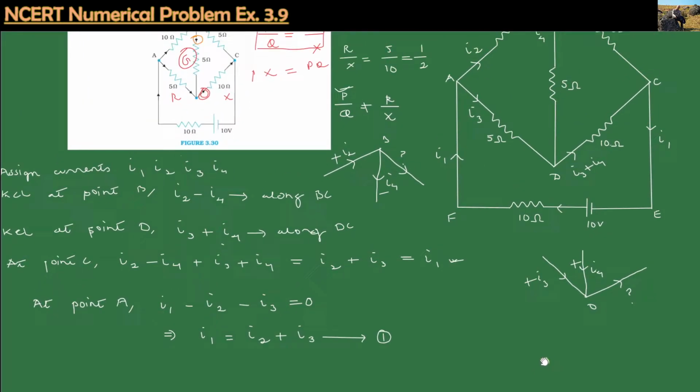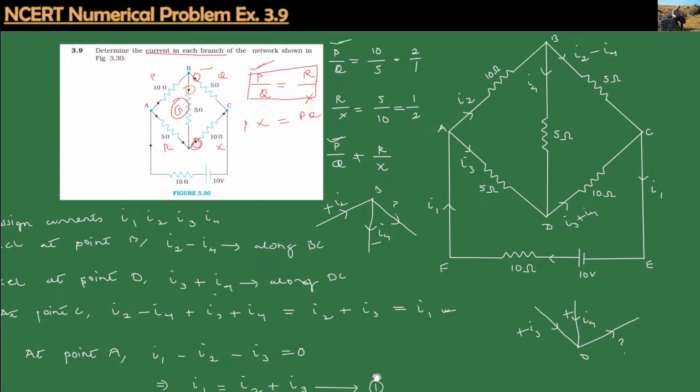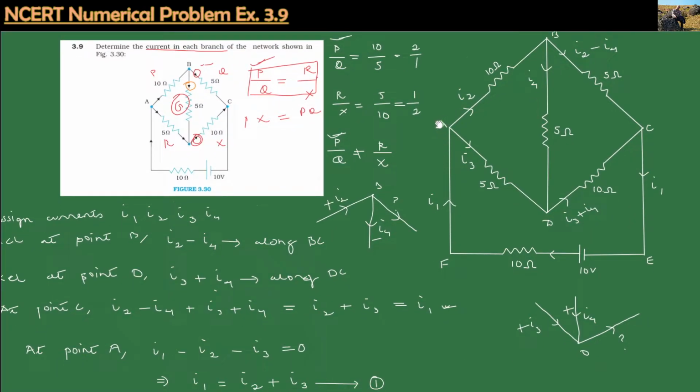Then for finding the currents in the respective branches, we will consider different loops. We will consider the loops ABDA, BCDB, and so on and so forth. So first we will consider this loop. Let me consider this as the first loop.